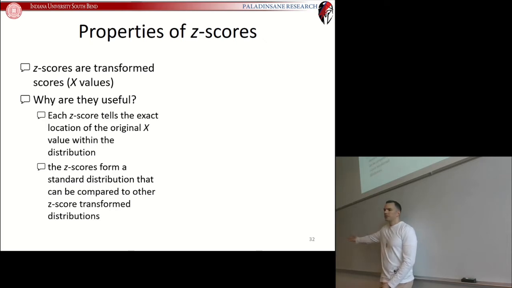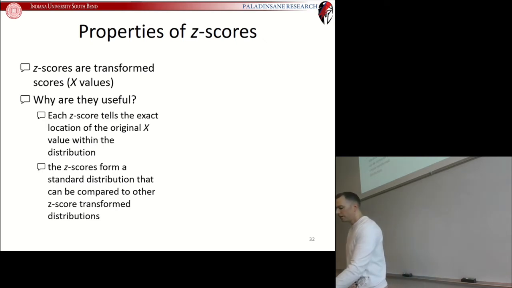You can take scores on an exam and scores on a quiz. You can't compare them directly, but if you transform them both into z-scores, you can then compare those two different scores. So let's take a look at how that might work.